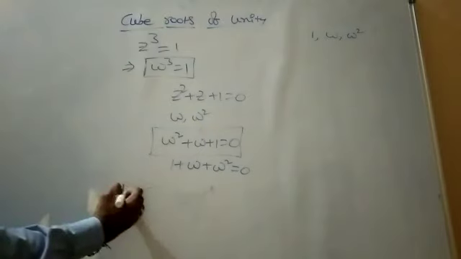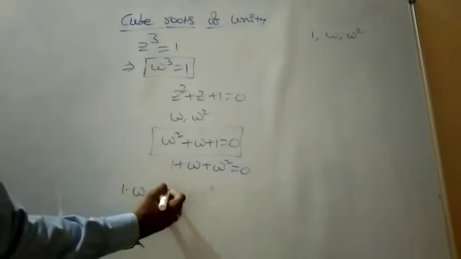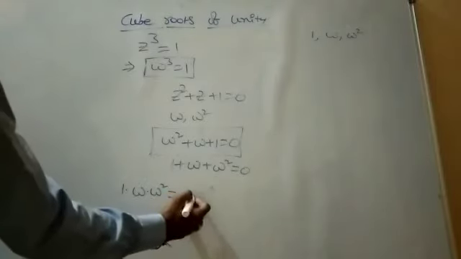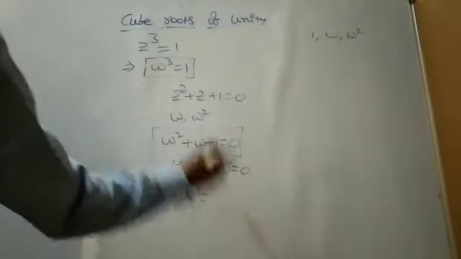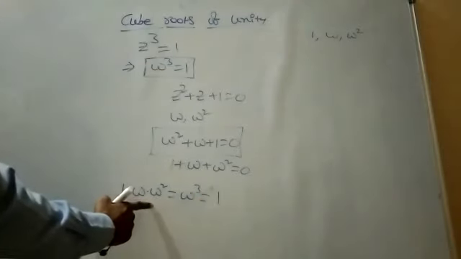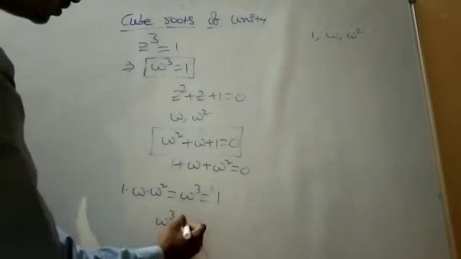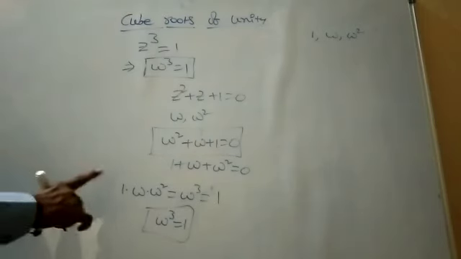Next, the product of cube roots of unity means you can multiply the 3: 1 into omega into omega square. How much? Omega cube. Omega cube is equal to how much? 1. Means the product of the cube roots of unity is equal to 1. Means omega cube is equal to 1.